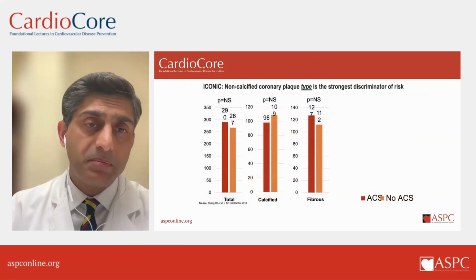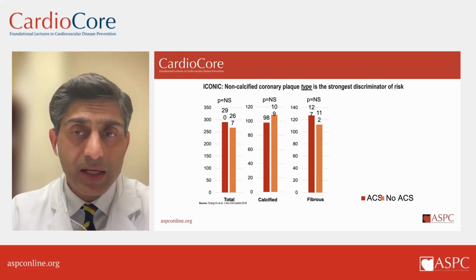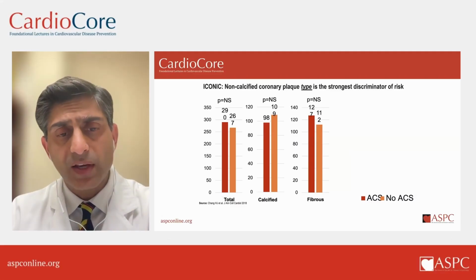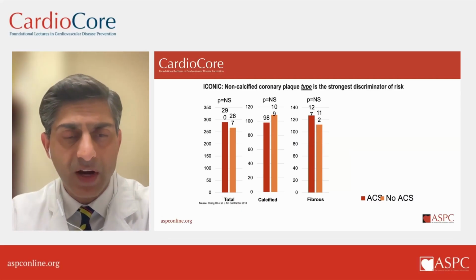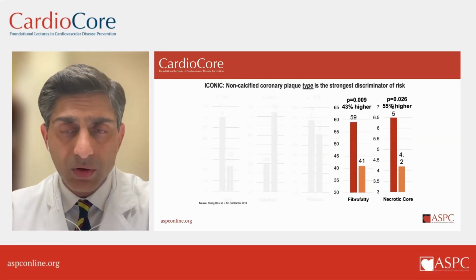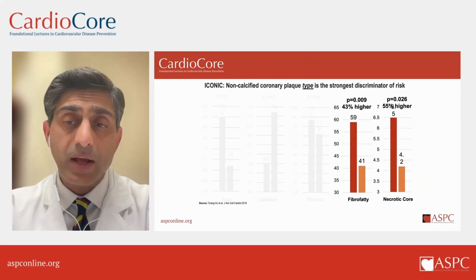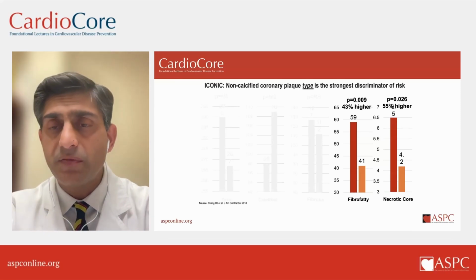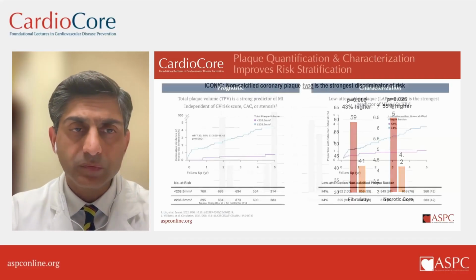Now, when you're talking about plaque, the ICONIC trial talked about the fact that non-calcified coronary plaque is the strongest discriminator of risk. You can see on the left-hand side here, when you have calcified plaque or fibrous plaque, this may be plaque, for example, that's got a thick fibrous cap, the propensity to rupture is relatively low. Now, when you look at a patient, let's say, who had a fibrofatty plaque or a necrotic core with macrophages and foam cells, you can see these patients have a very heightened risk of a cardiovascular event.